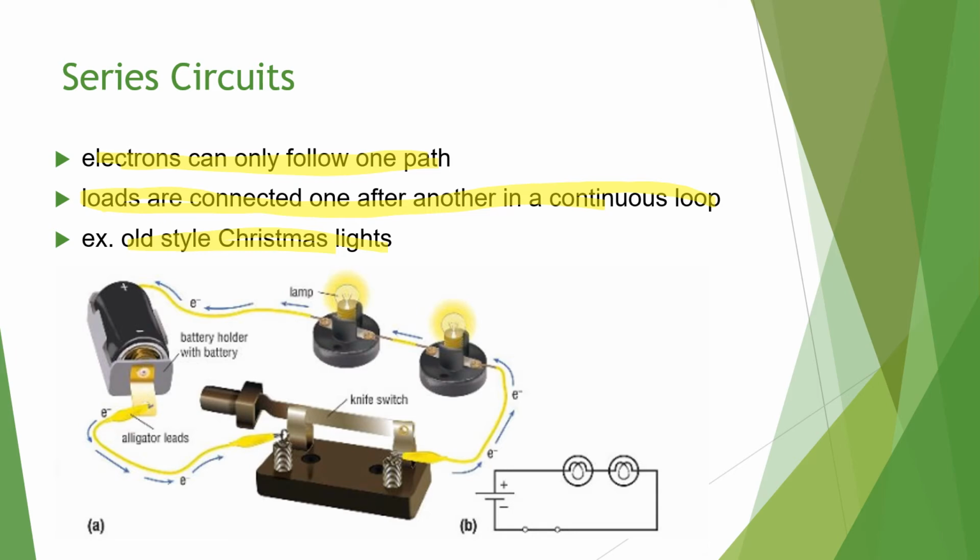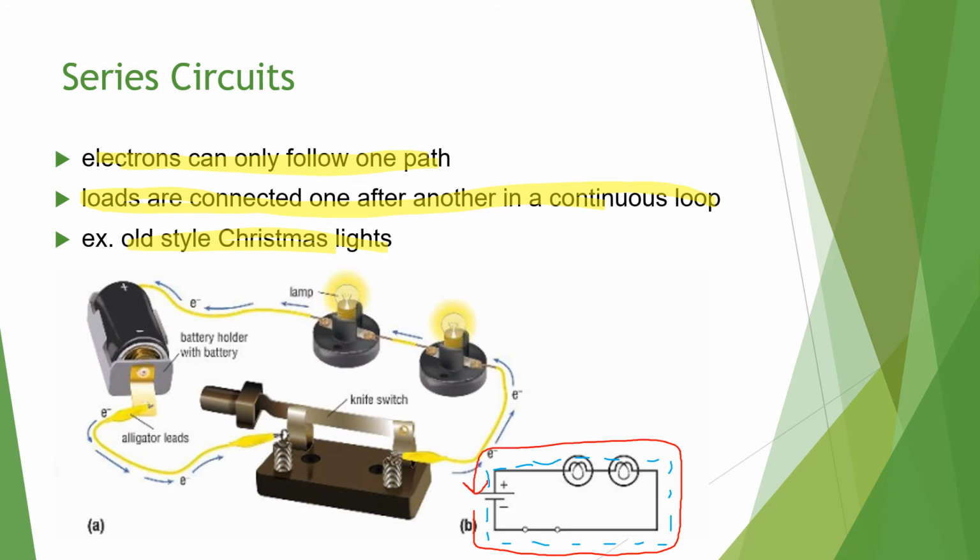So if you look down here in this circuit example, the electrons are going to flow out of the negative terminal. They're going to follow just one path. There's only one path to follow. And then they're going to come back to the positive terminal, right? They're repelled by the negative and attracted to the positive, and you'll see here that there is only one path to follow.